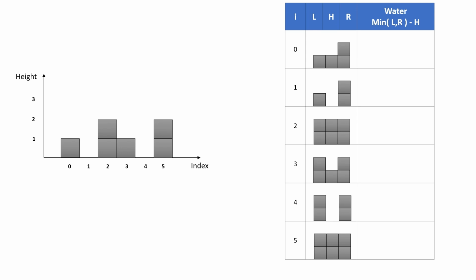So what is the total water that we can trap at that index? That would be the minimum between my left and right boundaries minus the blocked space, that is the height of the block. Let's apply that logic for each individual index now.